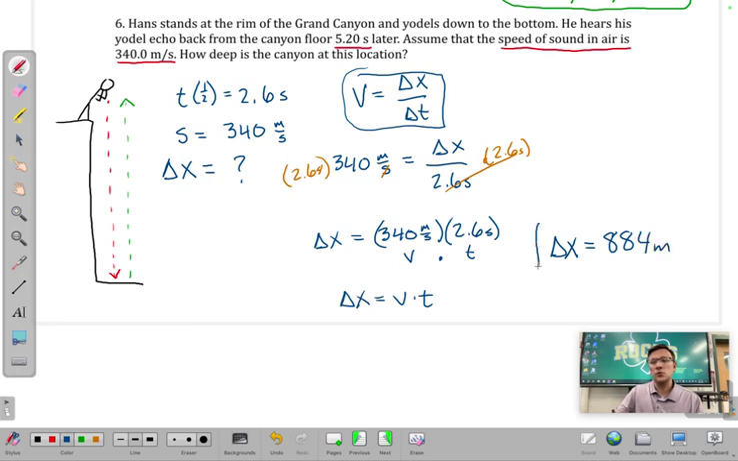Now again, if you did not cut the time in half, then that distance or that depth would be double. And if you did that, it's okay. You just have to remember to divide it by 2 at the end, which is why I always advocate for cutting the time in half from the get-go so we don't have to worry about that.